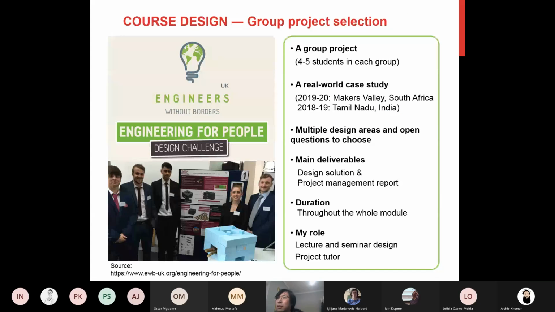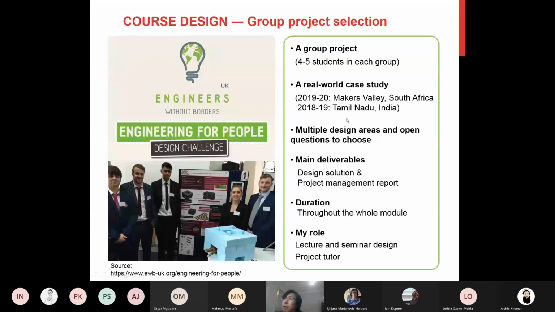So just to give a brief idea of the group project, and how we tackle the challenge mentioned before. We want to use a real-world based project, and we want to give the opportunity to all the students. Fortunately, we have such an option provided by Engineering Without Borders, which is a charity institute. They have this engineering for people design challenge that offers the opportunity for students to work in a group by looking at real-world cases. For example, last year we focused on Makers Valley in South Africa, and this year we are focused on Lobitos in Peru. We try to understand the problem there and then think about what solution we can offer.